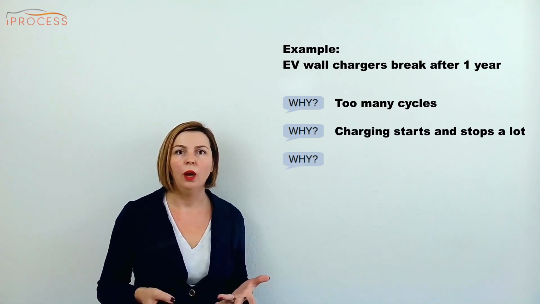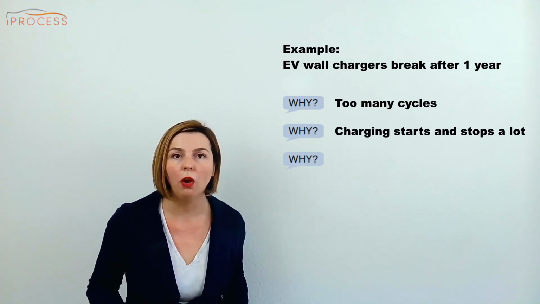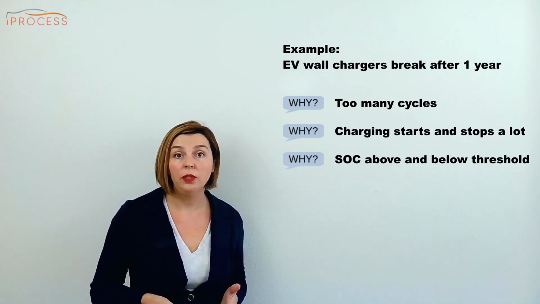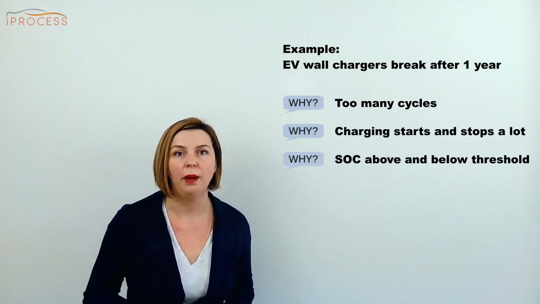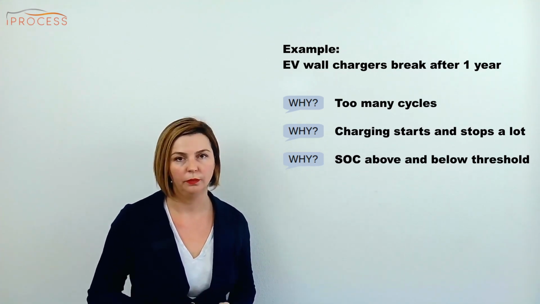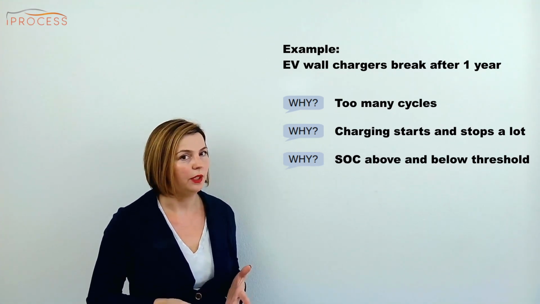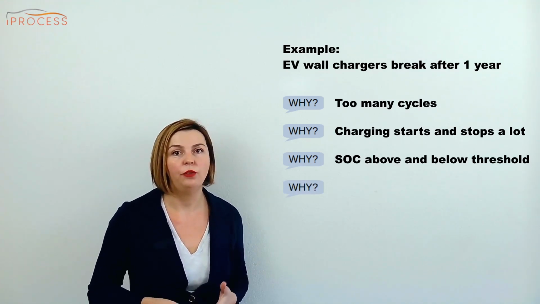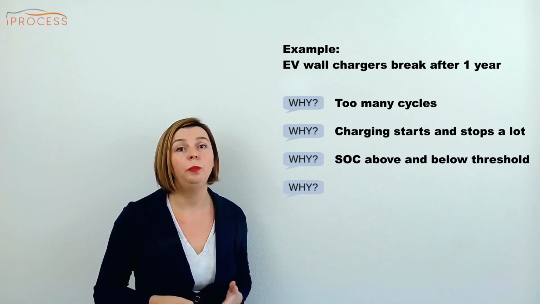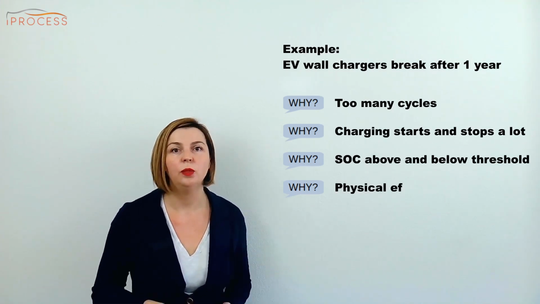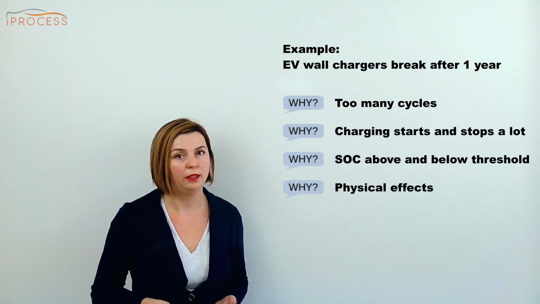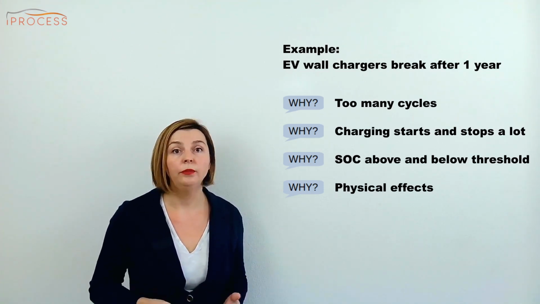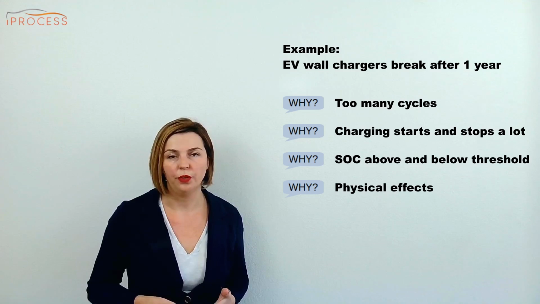The third why. Why does the car start and stop? Due to fluctuation in state of charge, it bounces 0.1% above and below the charge threshold. Side note here, if the next why would be about the fluctuation in the state of charge, the answer would be due to physical effects, and this would be the end of the root cause analysis. But there is no solution possible here, so we have to go back and ask a different question.